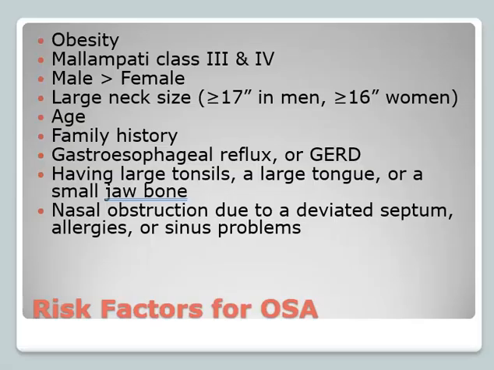History, so that could point towards more of an anatomical predisposition. Gastric reflux, anything that's going to cause your airway to be more narrow, so large tonsils, large tongue, small jawbone, deviated septum, allergies, retrognathia. So the small jawbone, that's where you get that retrognathia or micrognathia, that really weak looking chin, you know, like Mama June.